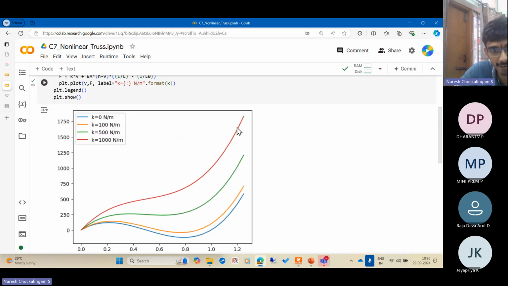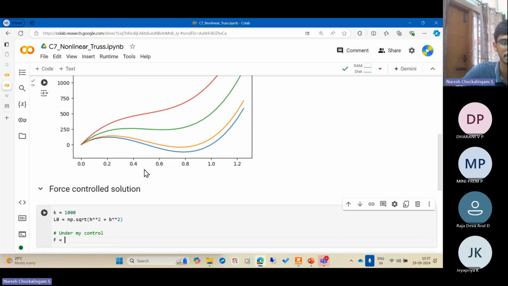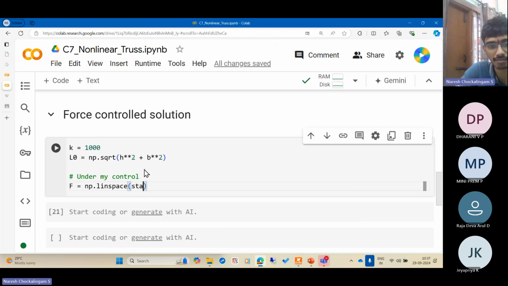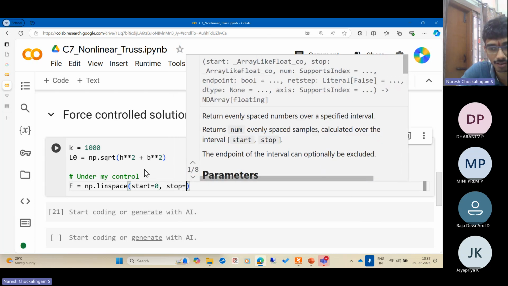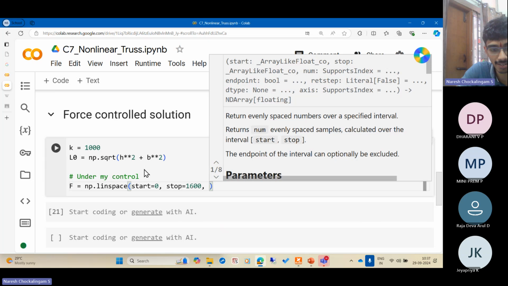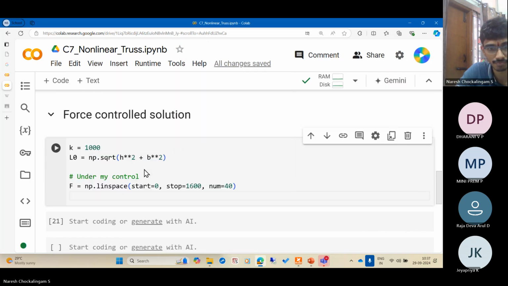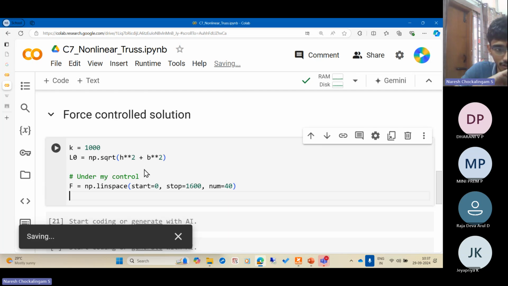Suppose I want to get the red curve by force control. So I have to increase force in small steps. Force goes from 0 to some 1700, so I'll use np dot linspace. I'll start with a force of 0, then increase it up to say 1600, in say 40 steps. I'll increase the force in 40 steps.